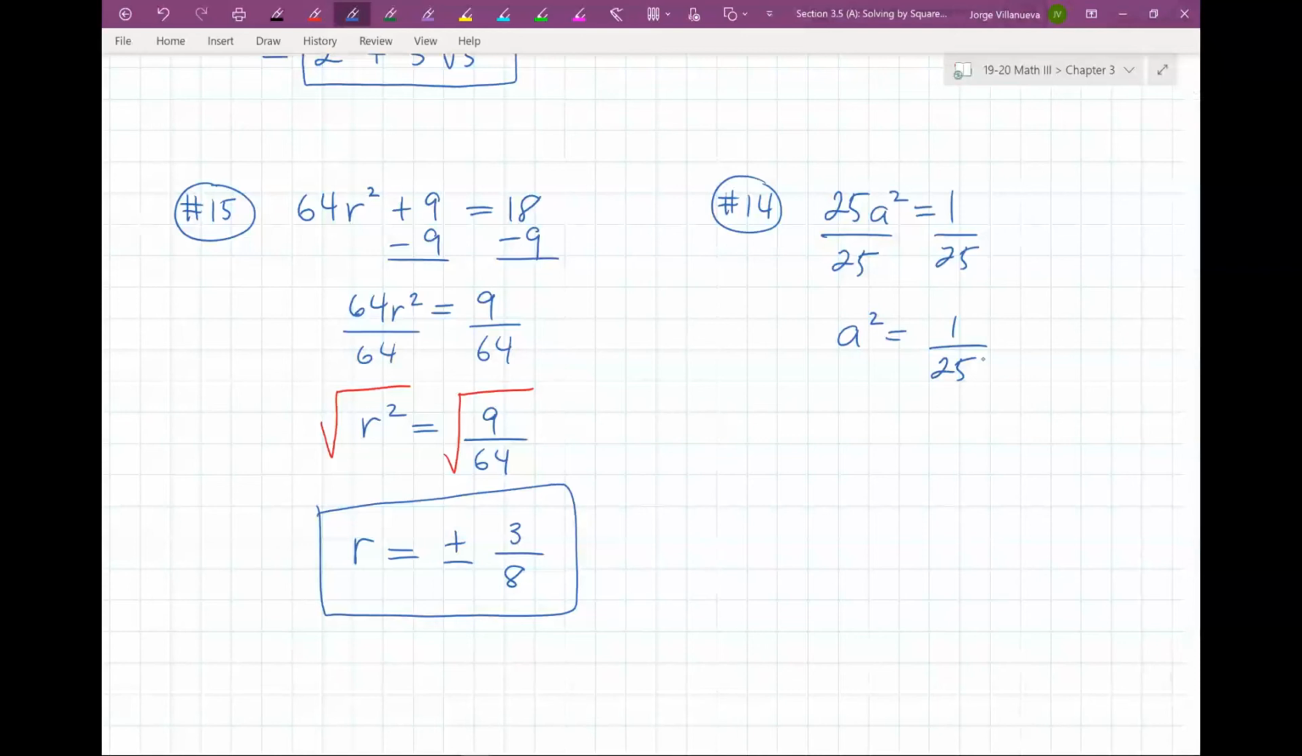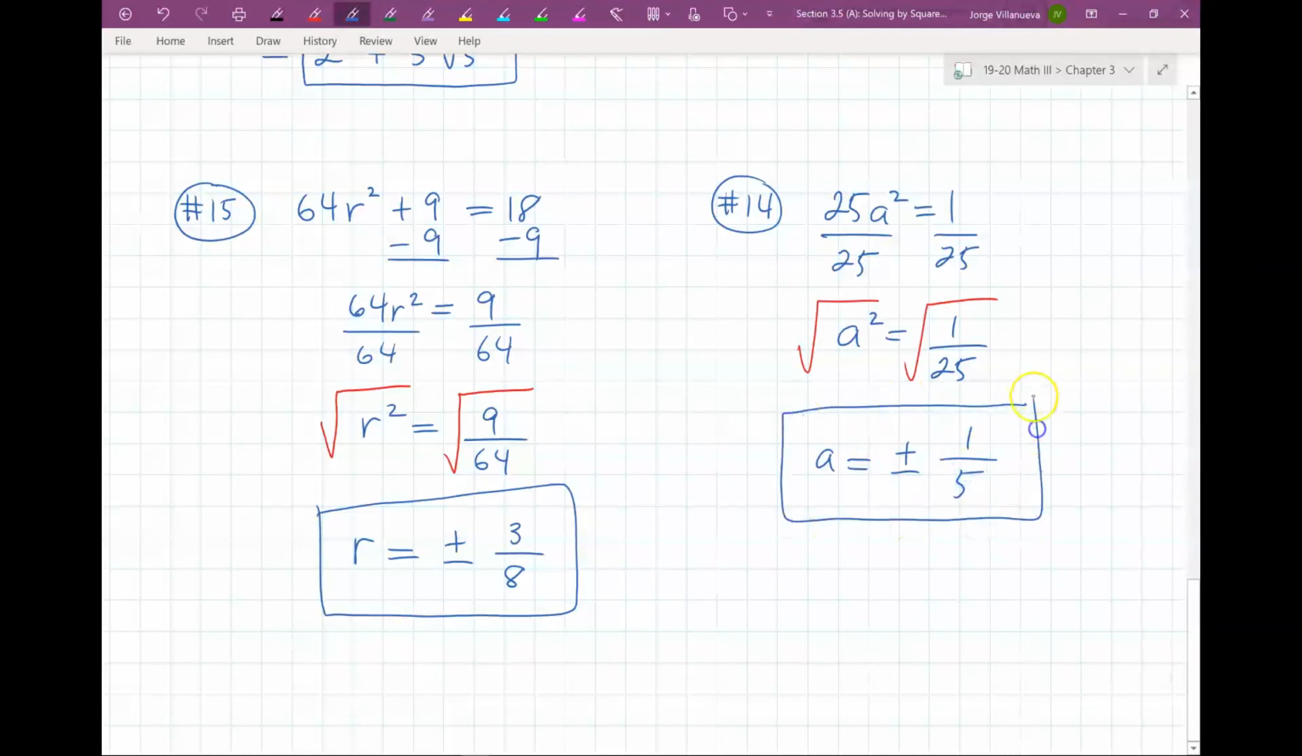So if I take the square root of both sides, you're going to get a equal to plus or minus. What's the square root of 1? 1. What's the square root of 25? So it's plus or minus 1/5. Okay? So that's how you do the problems in the back whenever you have to solve for a squared term. So I'll go ahead and let you guys work on that.